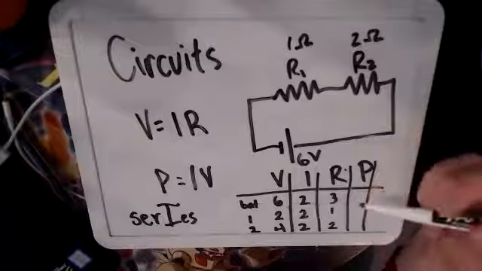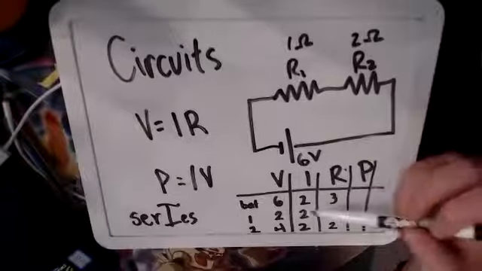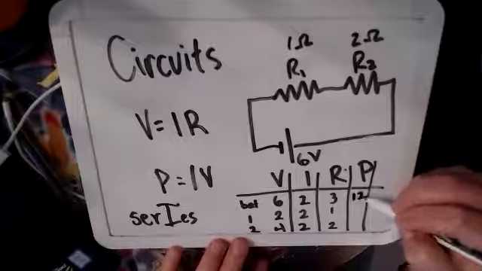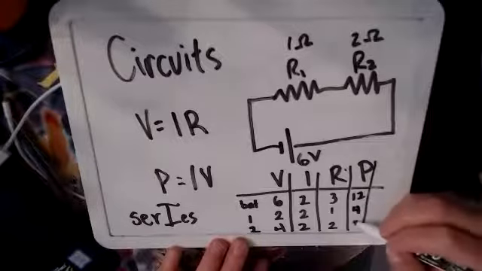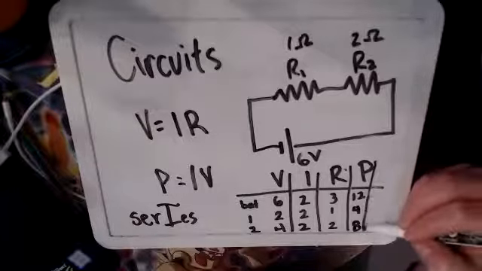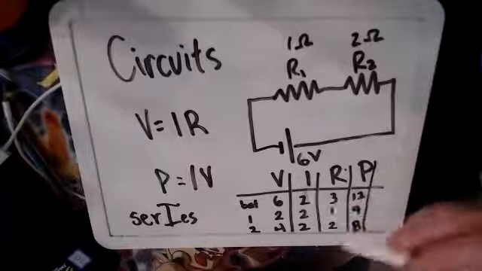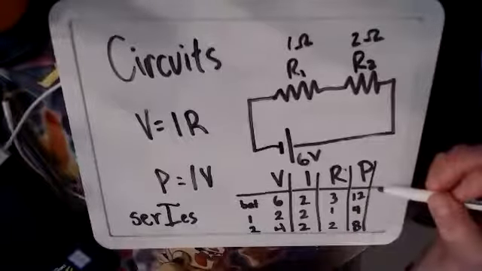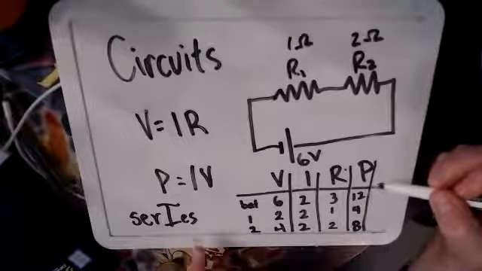And then our last check is what power is. Power is IV. So we do IV: 12, 4, and 8. So the total amount of power consumed, energy per unit time, is 12. And 4 plus 8 is 12. So that says the energy in is the energy used. So that's something good to keep in mind.